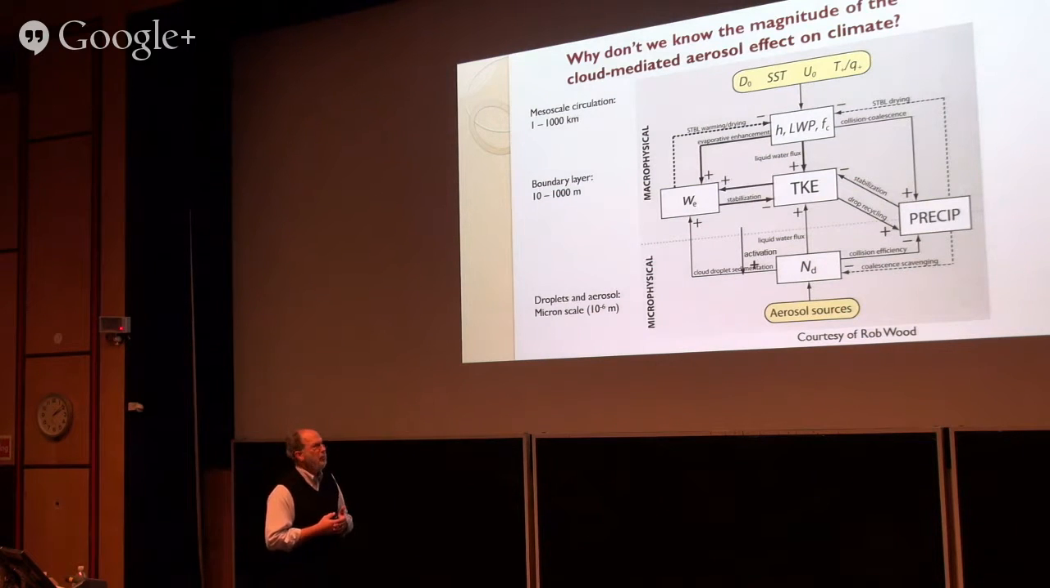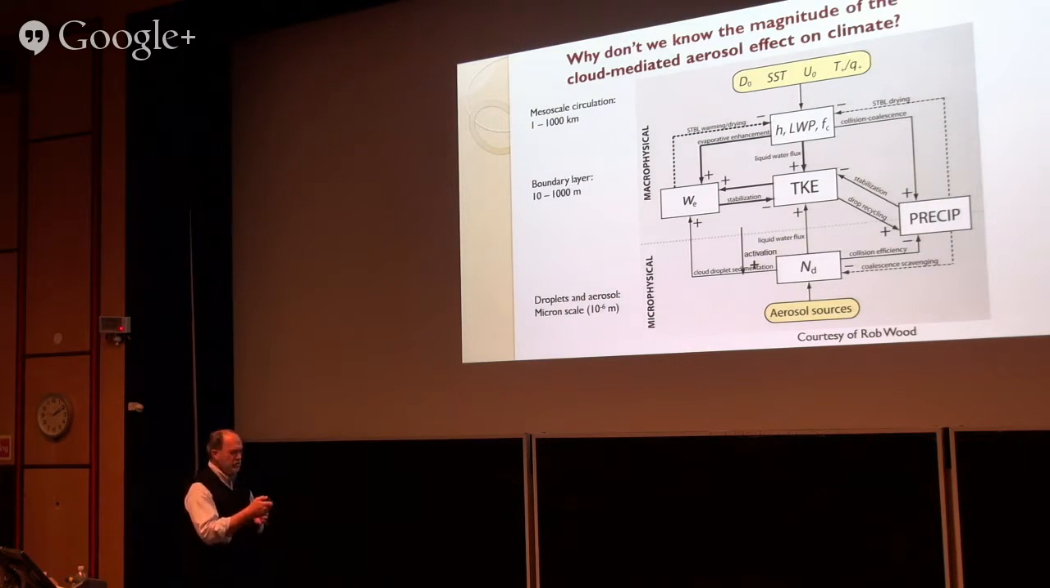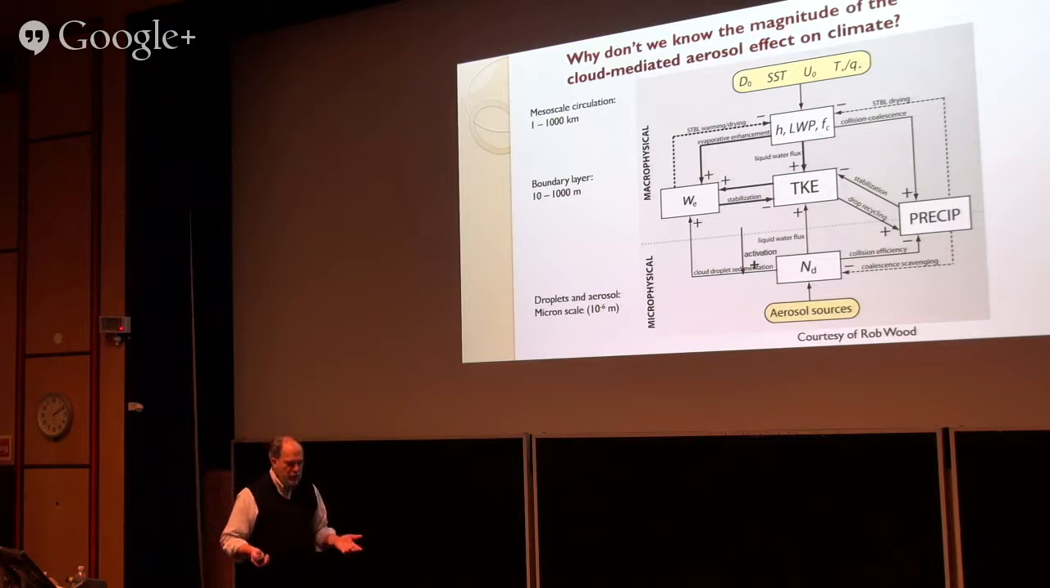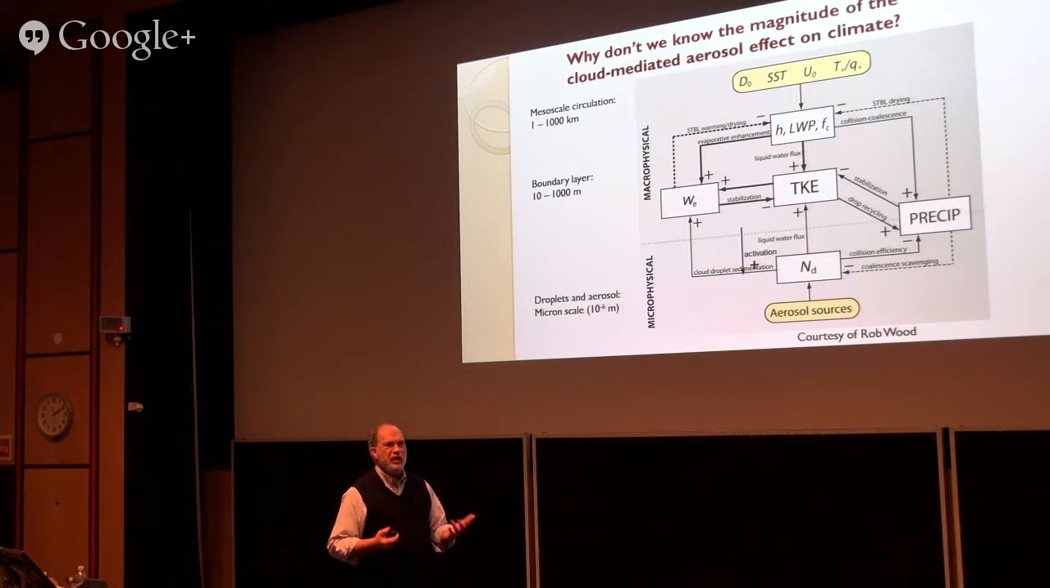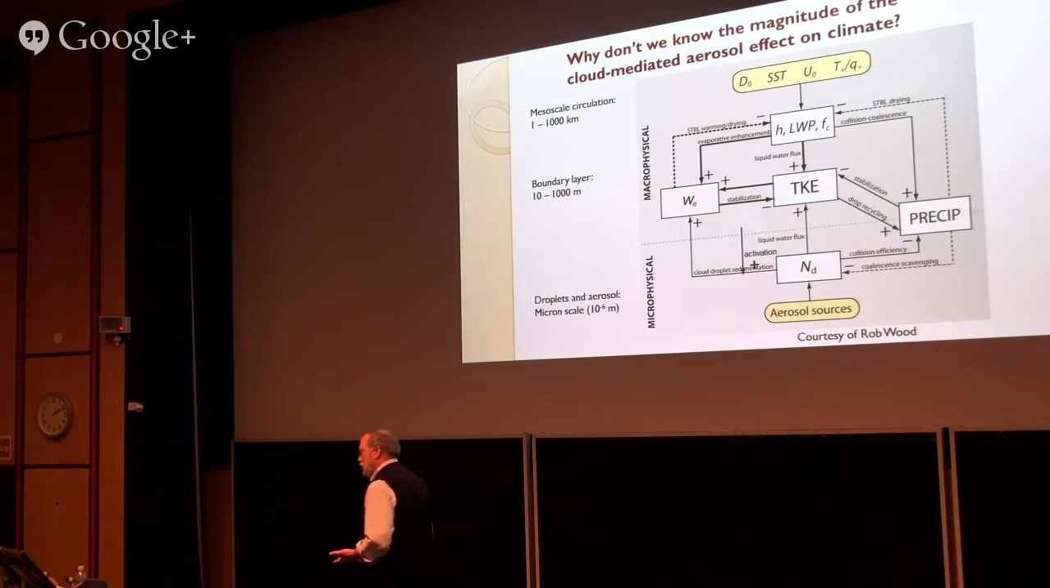So why haven't we had a better handle on this problem? The confusing diagram in the middle is the handiwork of my colleague Rob Wood. The little notations on the side are my handiwork. What I really want to draw your attention to is that there's a cluster of processes right here in the middle. Down here are the sources of aerosol, and up here are the large-scale variables, the mean wind, the sea surface temperature, the state of the atmosphere that determine how this cloud system is going to react.